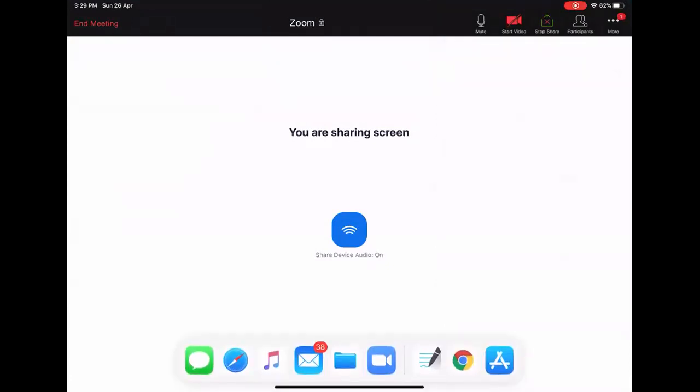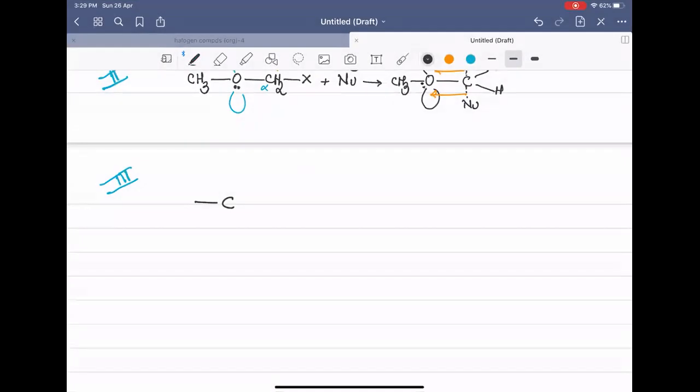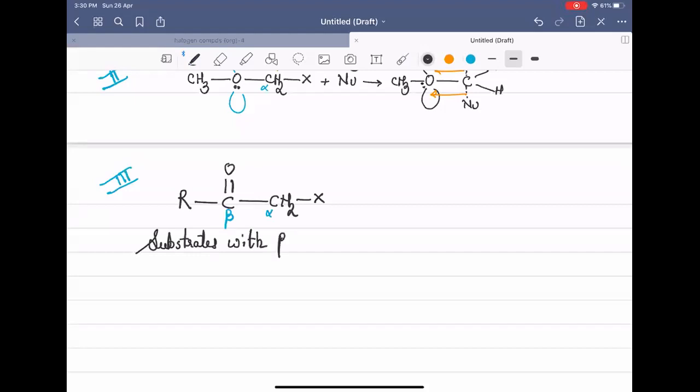So when you have a carbonyl group in beta position to the halide, it can be anything here. This is the alpha carbon and this is your beta. Such molecules, we say substrates with beta carbonyl groups. We call them alkyl halides with beta carbonyl.